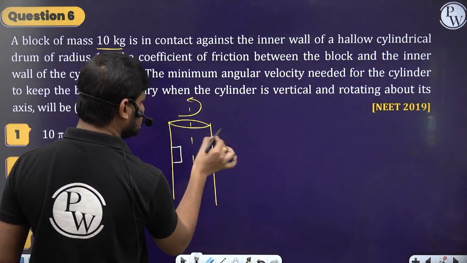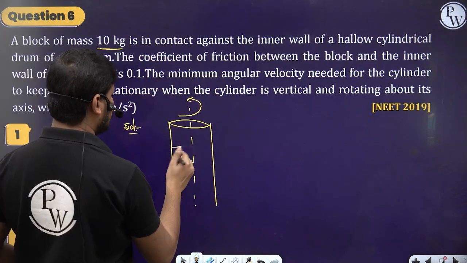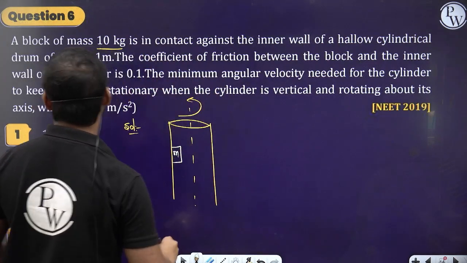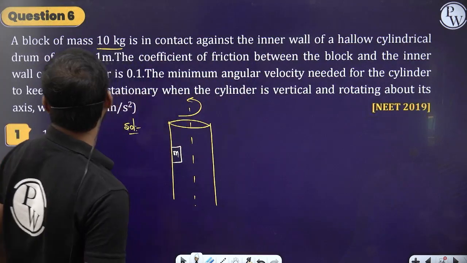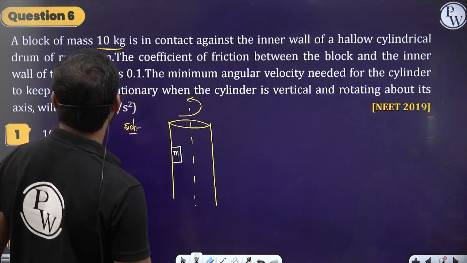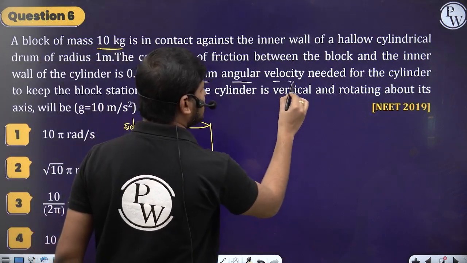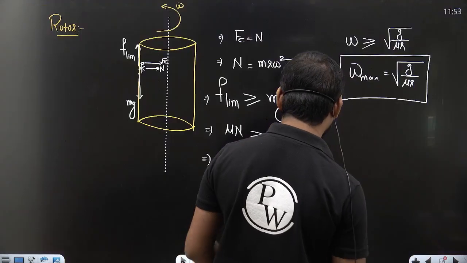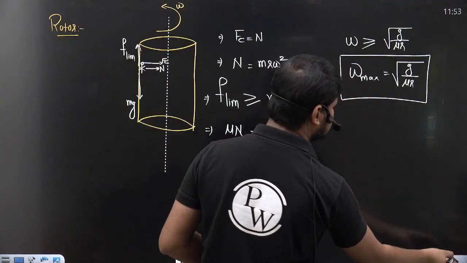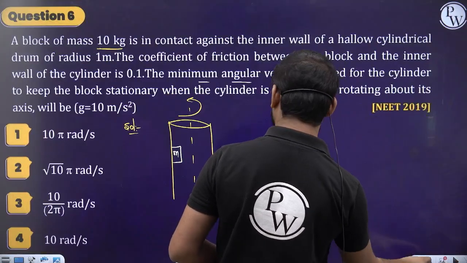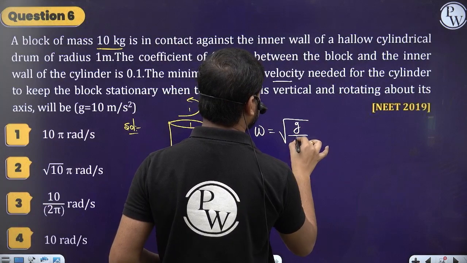This is moving, the cylinder is moving continuously like this, rotating. Okay, so here a block of mass m is attached, which is of 10 kg mass, against the inner wall of the hollow cylindrical drum of radius 1 meter. Now what they are saying is the minimum angular velocity. So just now we have derived the formula. The minimum angular velocity, omega, is equal to root over g by mu r. That's it.